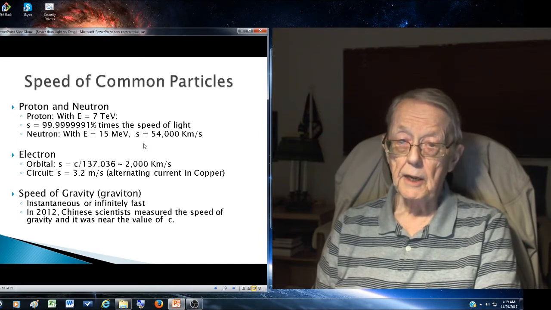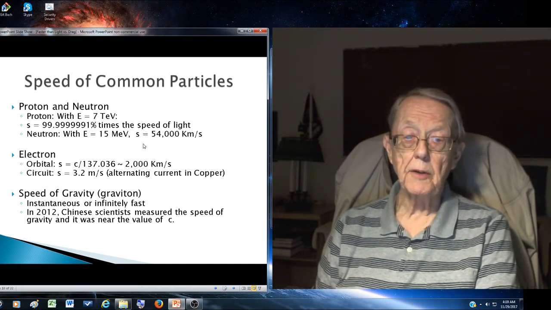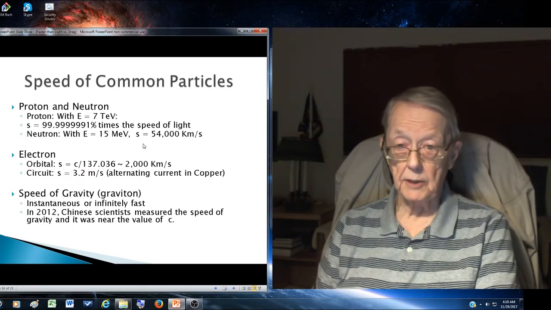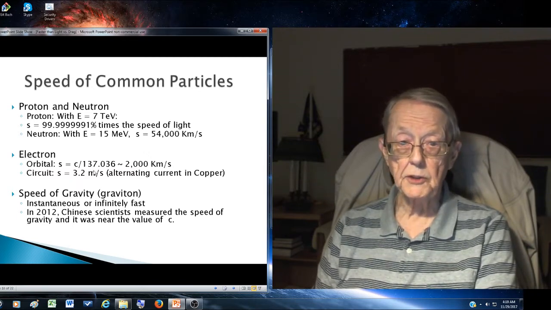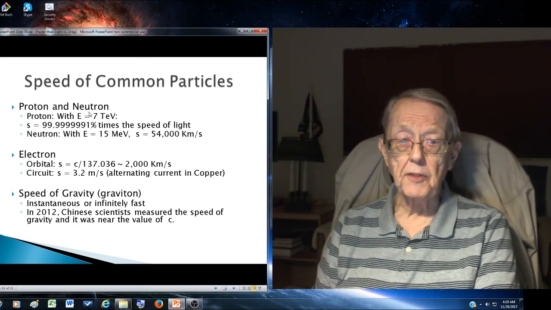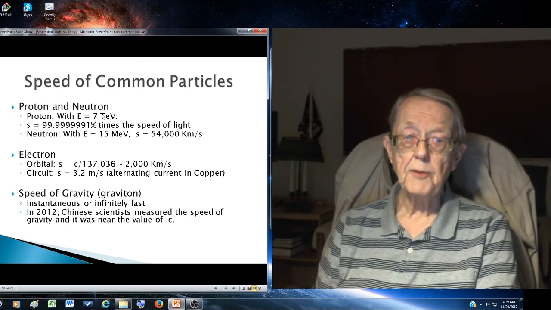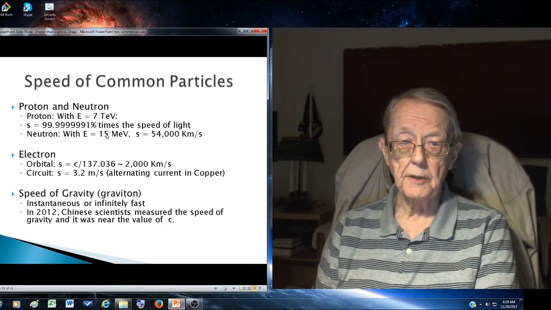Well, that's 300,000 kilometers per second for light, which I showed earlier. Okay, regardless, however, this tera electron volts is 1,000,000 times larger. Well, 500,000 times larger than the force they use on the neutron.